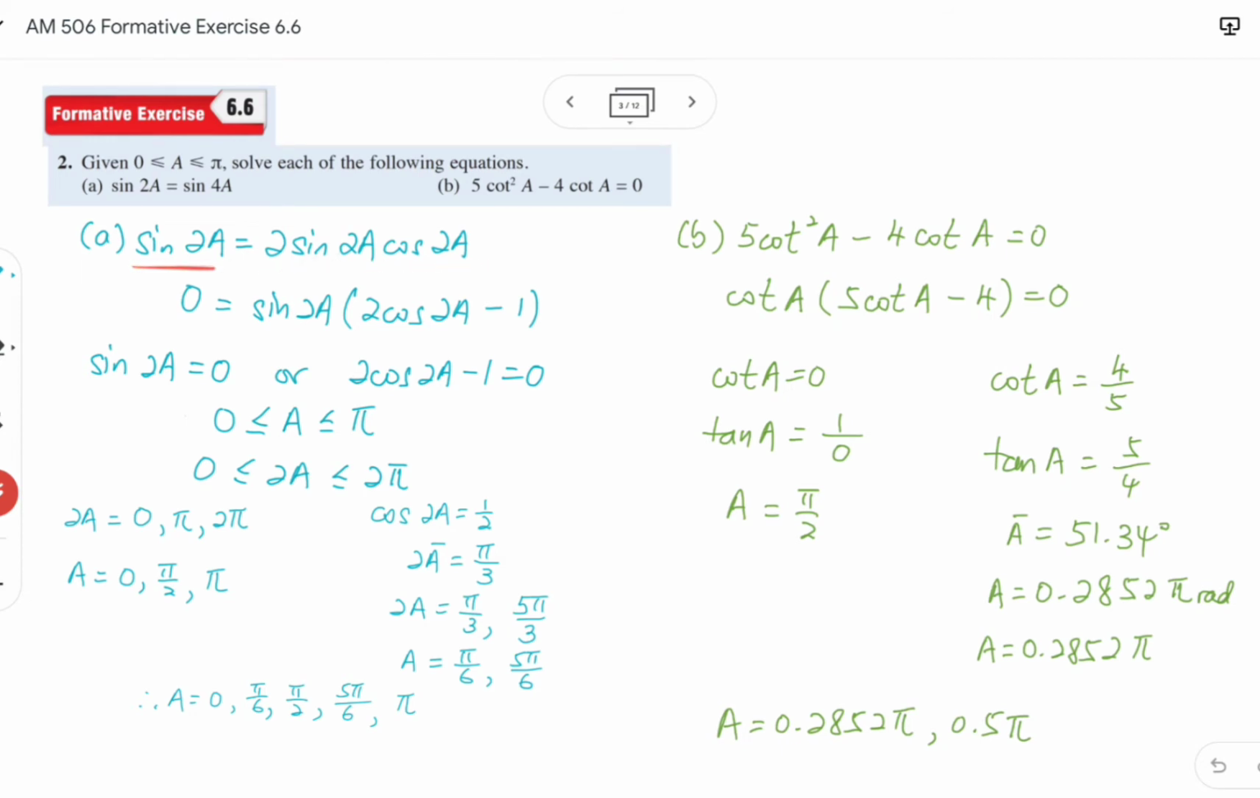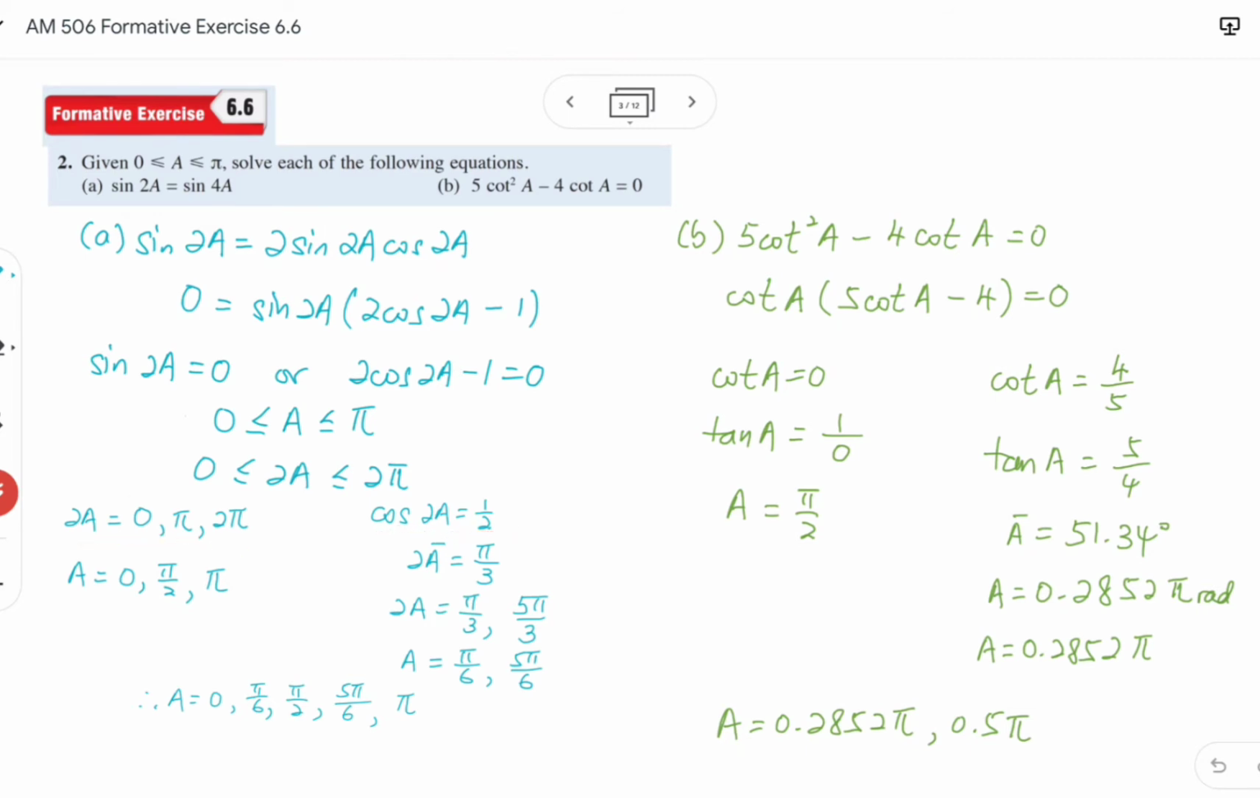So we have a common factor here, but don't rush to cancel it, alright? So we move everything to the right so that we have an equation that equals 0. So sine 2a can be factorized out with 2 cosine 2a minus 1. So the first factor equals 0, or the second factor equals 0, we get sine 2a equals 0 or 2 cosine 2a minus 1 equals 0.